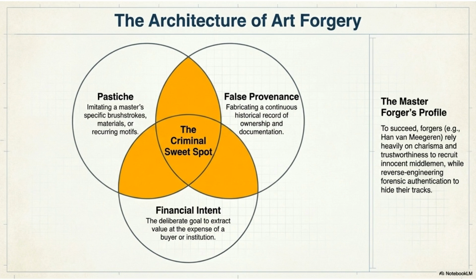Art forgery is successful at the intersection of pastiche, false provenance, and financial intent. Master forgers, like Han van Meegeren, rely on charisma and trustworthiness to recruit middlemen and hide their tracks.